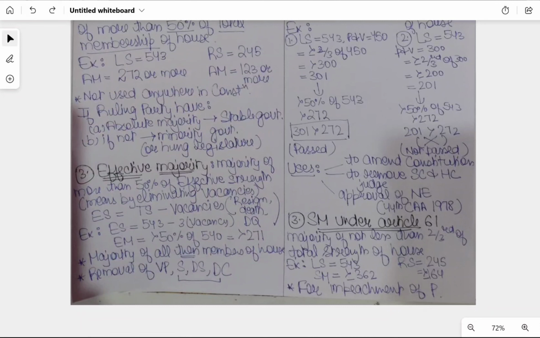Third, effective majority. It is the majority of more than 50% of the effective strength, meaning by eliminating all the vacancies. Vacancies can arise due to resignation, death or the disqualification of the members. Example, effective strength will be 543, that is the total strength of Lok Sabha, minus 3, that is the vacancies that might have arisen. So effective majority will be 50% of 540, that is more than 271 members. It is used in removal of vice president, speaker, deputy speaker and deputy chairman.